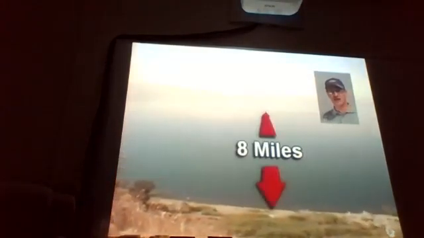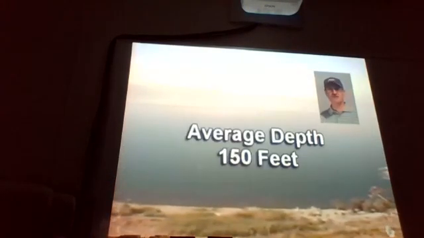Below us is the Sea of Galilee. It's actually a very large freshwater lake that's 13 miles long by 8 miles wide. Its average depth is about 150 feet. It's fed by springs and by water that comes from the melting snows of Mount Hermon in the north, on the border with Syria. At the south end, it empties into the Jordan River and flows south to the Dead Sea.